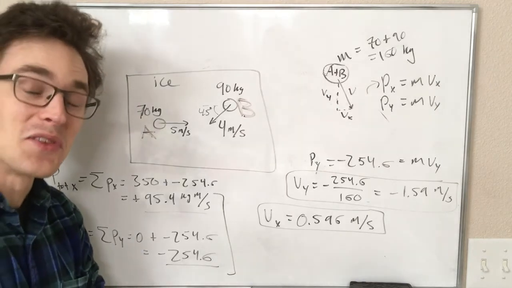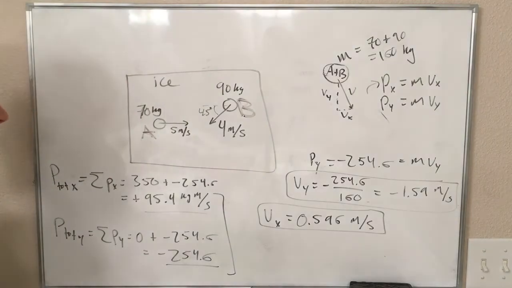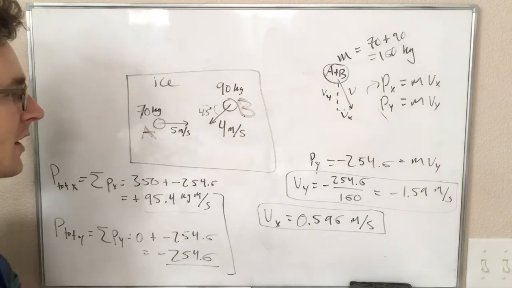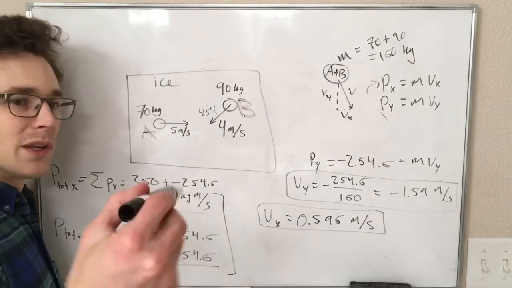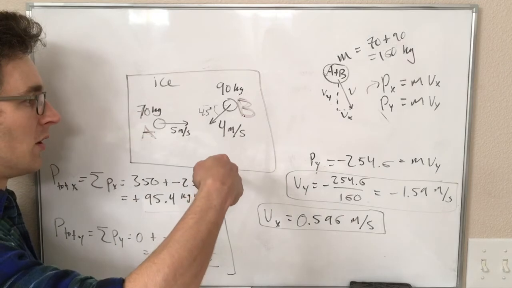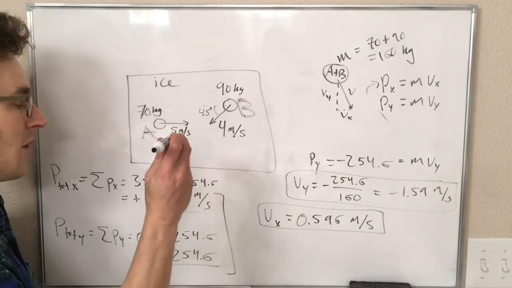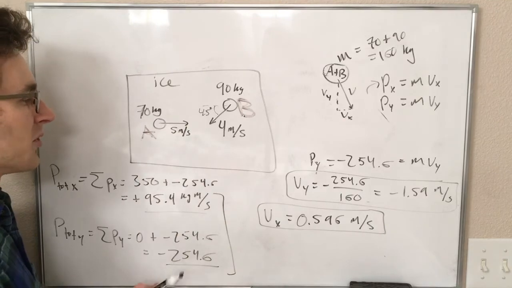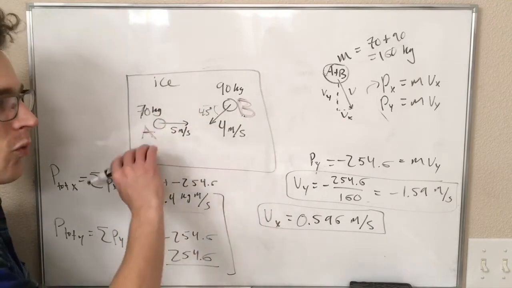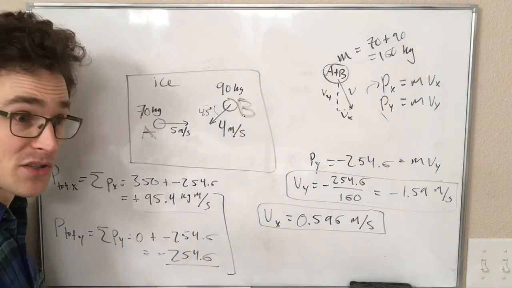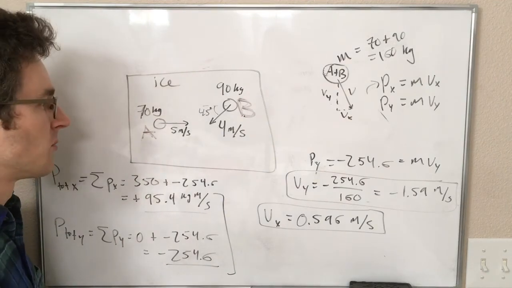It is important that there's no friction, and I will say why that is. If we think about the forces on these people on the ice, gravity is pulling them this way into the board, and the normal force from the ice is holding them up, pushing them out of the board. But there is no force on them in the X or Y directions. And that is what allows momentum to be conserved in the X and Y directions.